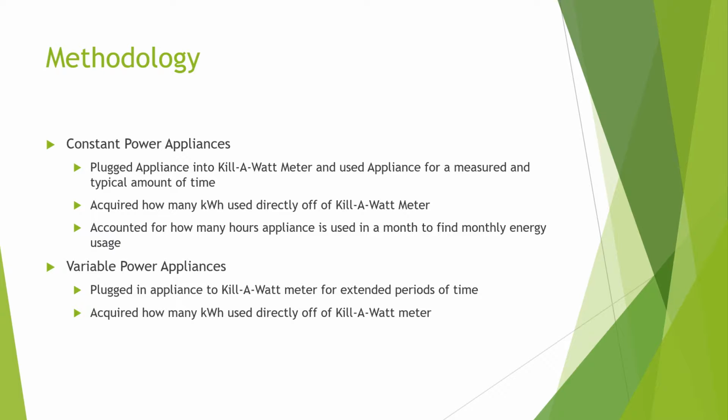I then read the kilowatt hour readings directly off of my meter and took into account how many hours the device is used in a month to find my monthly energy usage. For the variable power options, like my mini fridge, laptop, phone charger, and air freshener, I left the device plugged in for an extended period of time, which is usually a pretty high amount of hours, and acquired the kilowatt hours directly from the meter, and again accounted for how much time these appliances would be on over the period of a month.